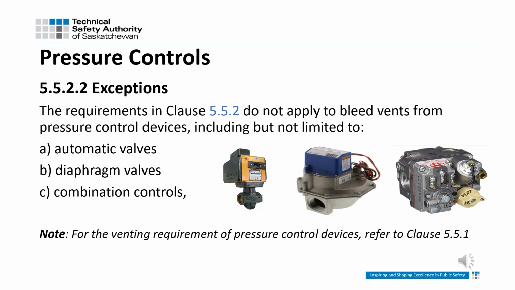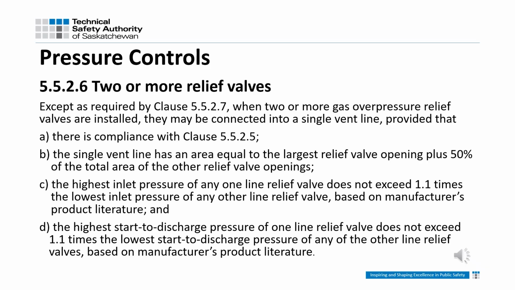This Clause 5.5.2.6 applies to relief valves that are external to the body of a pressure regulator. Clause 5.5.2.7 still requires that regulators with full internal relief be piped independently to the outdoors and shall not be manifolded with any other vent line.